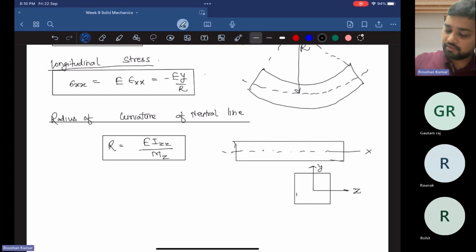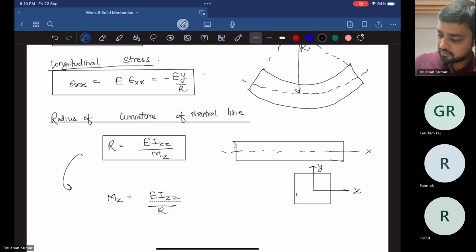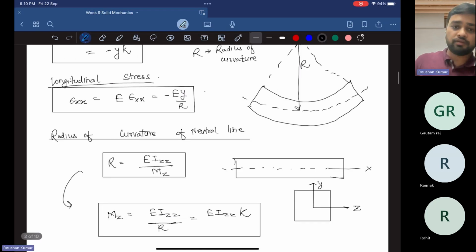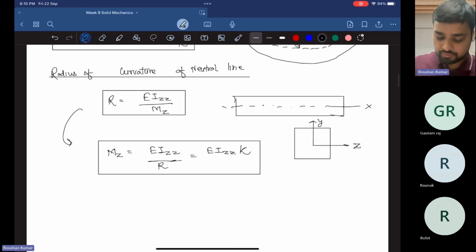We can also derive the bending moment formula using this relation, that is, Mz is nothing but E Izz upon r. We can also write it as E Izz into kappa. So this is the formula for bending moment.